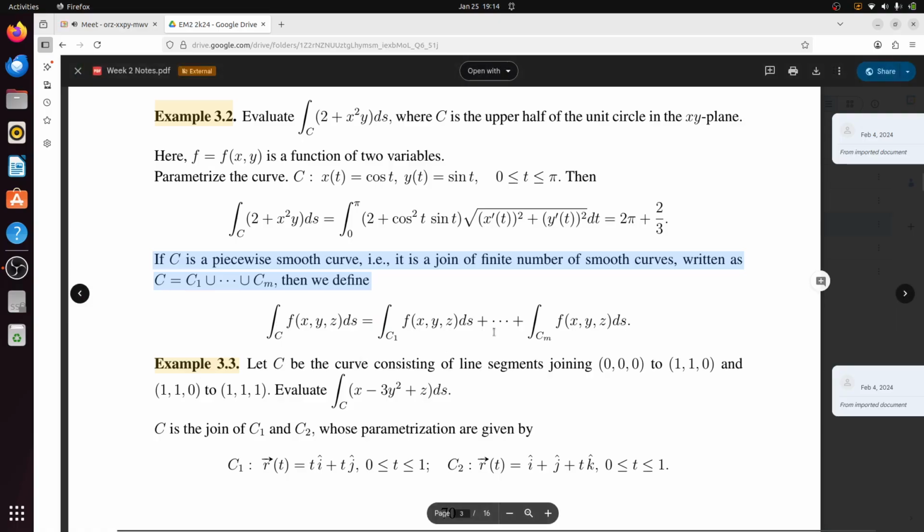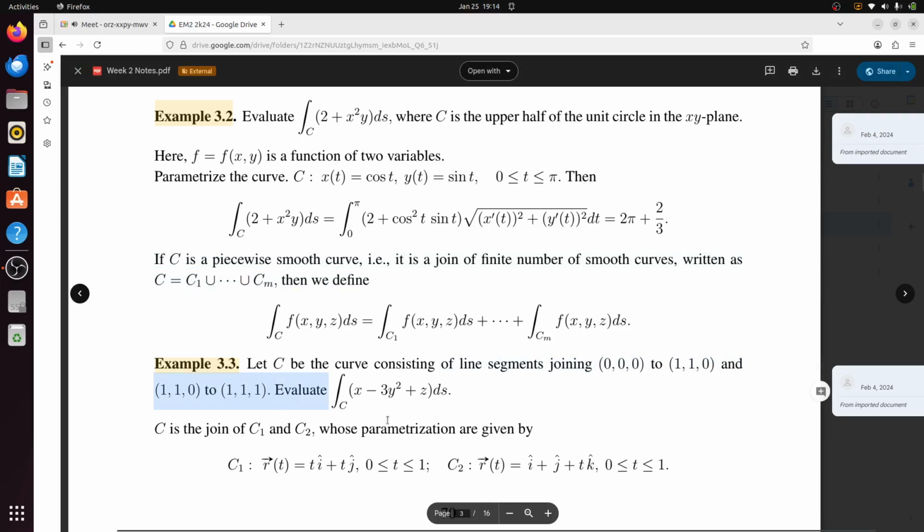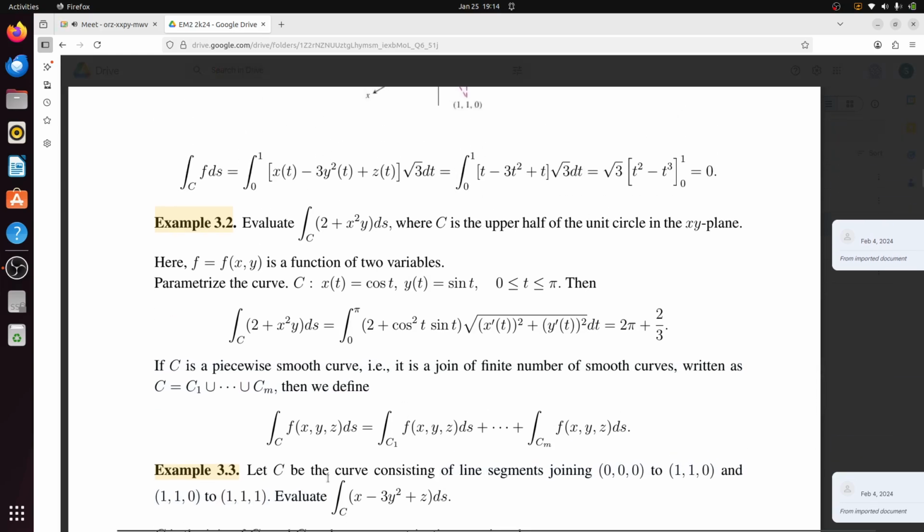Okay, so what you do: first the line segment joining 0 0 0 to 1 1 0, and then again 1 1 0 to 1 1 1. I will not show you the parameterization, so think what will be the parameterization. 0 0 0 to 1 1 0, anybody? Sir, x is equal to t, y is equal to t, and z equal to 0. And for the second part, x equal to 1, y equal to 1 and z equal to t. Very good. Now integrate over t equal to 0 to 1, determine the stepwise integration and then sum them to get the final answer.